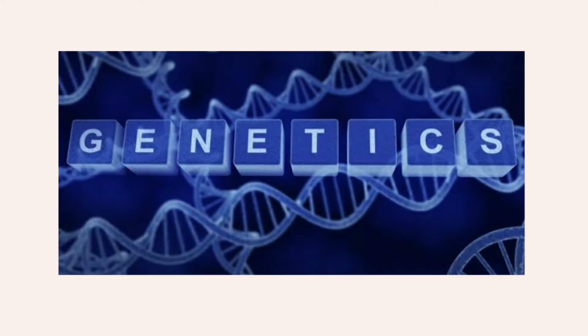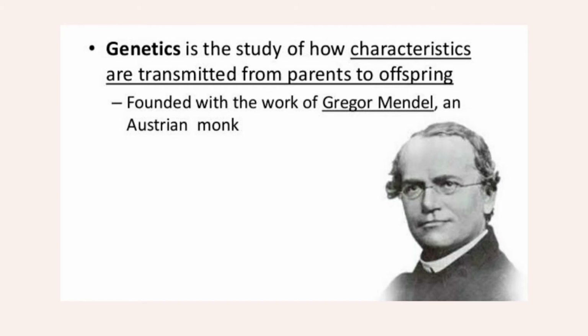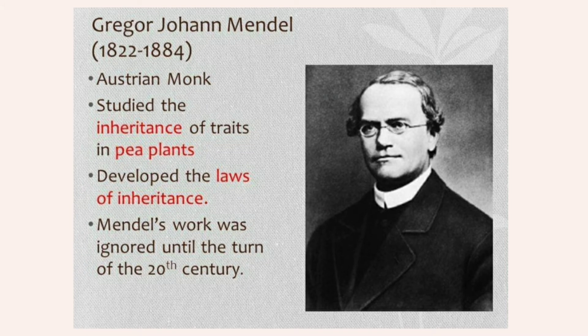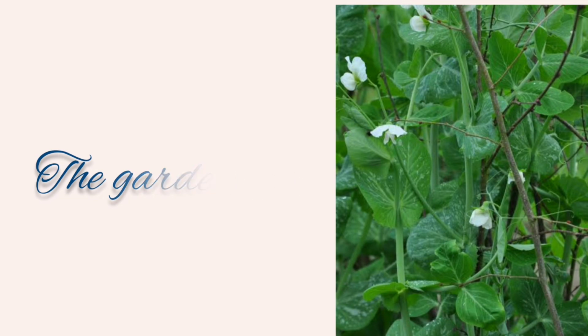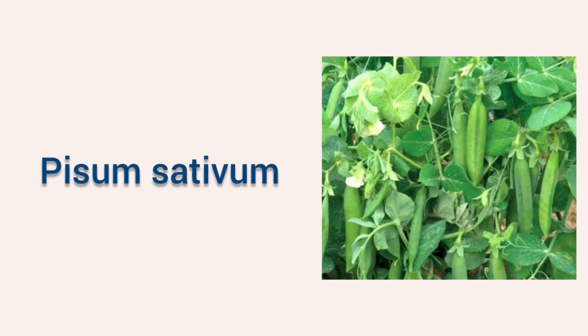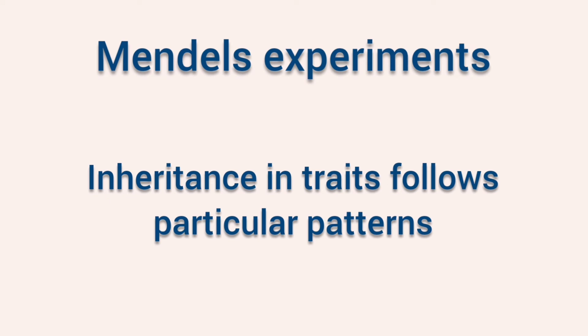Genetics as a scientific discipline stemmed from the work of Gregor Johann Mendel in the middle of the 19th century. Mendel was an Austrian monk who discovered the basic principles of heredity through his experiments in his garden. Mendel's observations became the foundation of modern genetics and the study of heredity. He is widely considered a pioneer in the field of genetics. He did his experiments on the garden pea. His experiments showed that inheritance of certain traits in pea plants follows particular patterns.